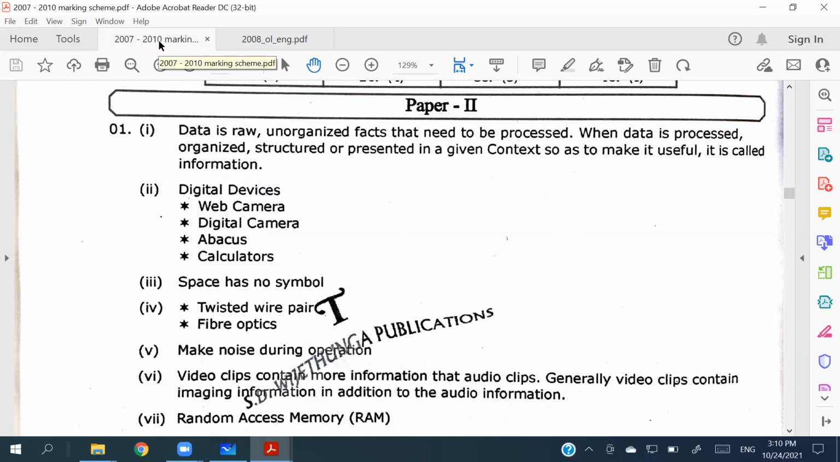So each and every explanation will give you 2 marks, people. For each and every part, you are going to take 2 marks.